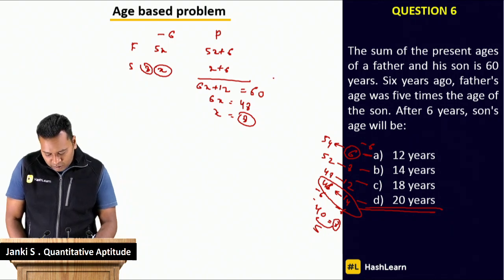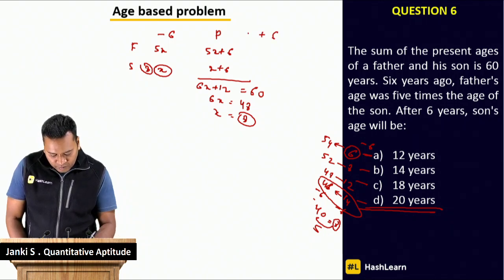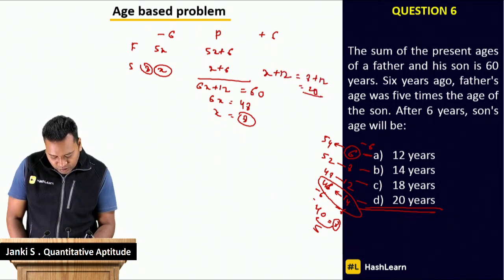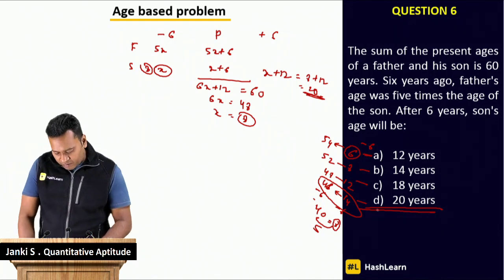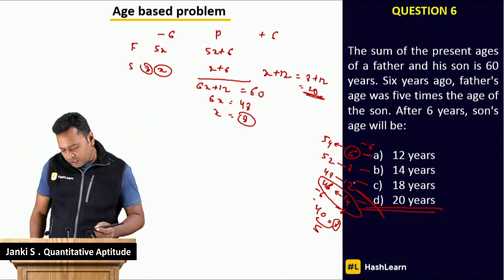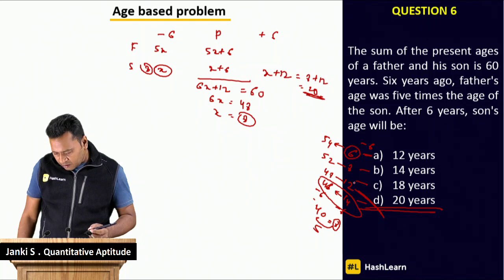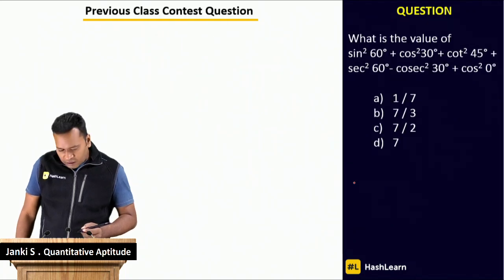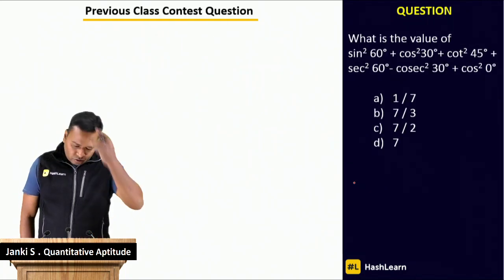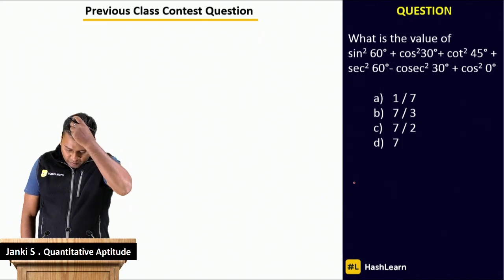So now 6 years hence, it's how much? x plus 12, nothing but 8 plus 12. My value is nothing but 20. My value is supposed to be 20 in this case, right? So that was the previous class contest question.